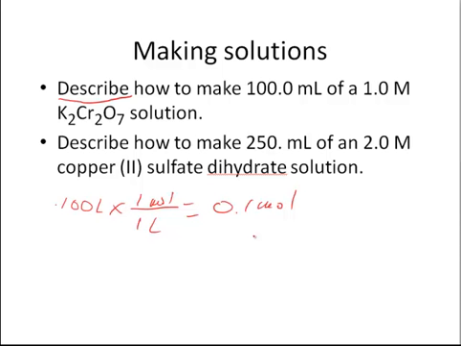And let's see, what does that weigh? That happens to weigh 294.3 grams per 1 mole. Okay, and so you'd figure out it's going to be 29.4 grams of stuff. So you would take that 29.4 grams of potassium dichromate and you dump it in 100 milliliters.